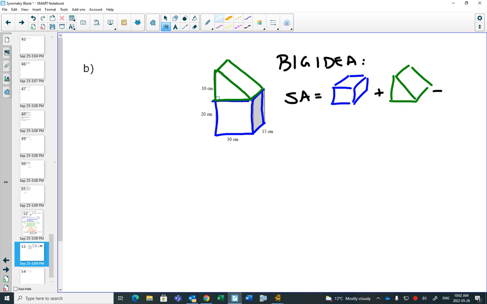Well, if you stick them in glue and then pop them apart, can you see that there would be two rectangles that would have to get subtracted? There's our big idea. Now we go to our small ideas.